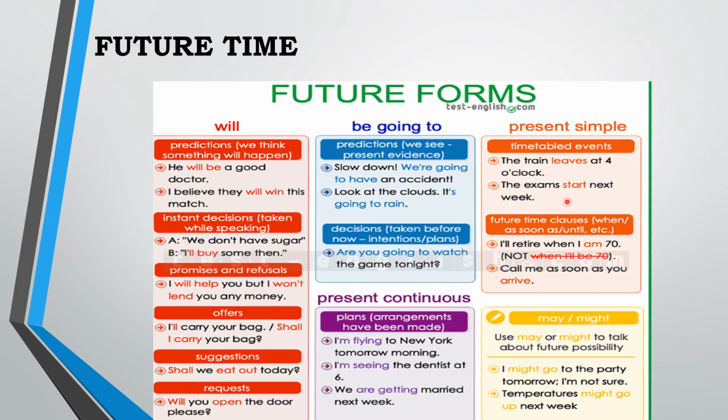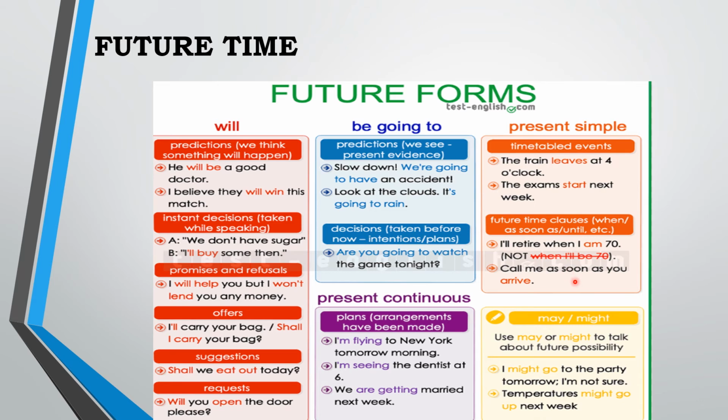So as I said, it's a scheduled, timetabled event. In such cases where you have a scheduled event, you can use simple present but in the future tense. Future time clauses: when, as soon as, until, etc. I'll retire when I'm 70.